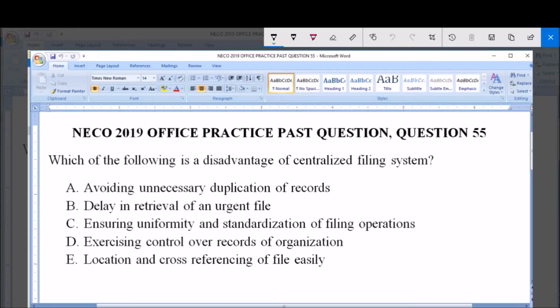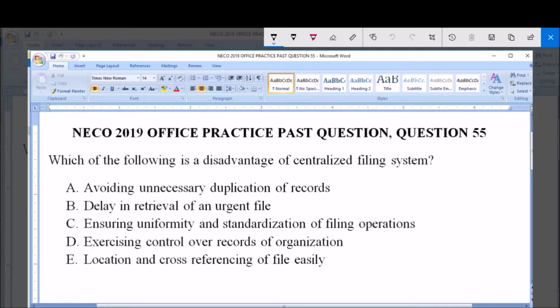I will be answering NECO 2019 Office Practice Past question 55. Which of the following is a disadvantage of centralized filing system? A. Avoiding unnecessary duplication of records. B. Delay in retrieval of an urgent file. C. Ensuring uniformity and standardization of filing operations. D. Exercising control over records of organization. And E. Location and cross-referencing of file easily.